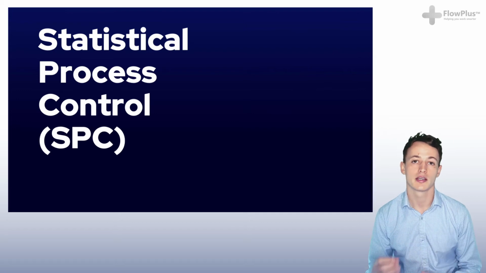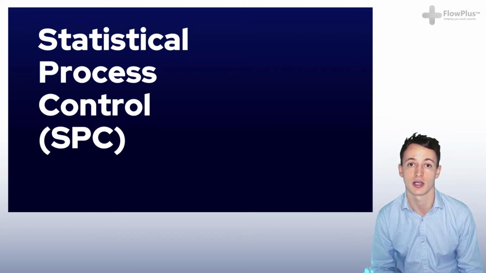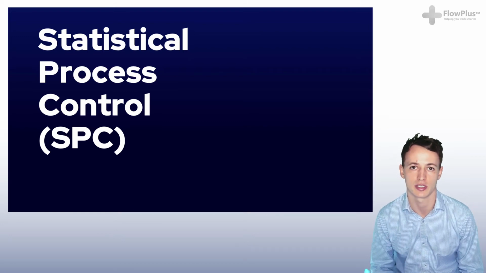In this module, we'll be learning all about Statistical Process Control, also known as SPC. This is something that follows on perfectly from the Taguchi loss function and is a fundamental part of Six Sigma. So let's jump straight in.